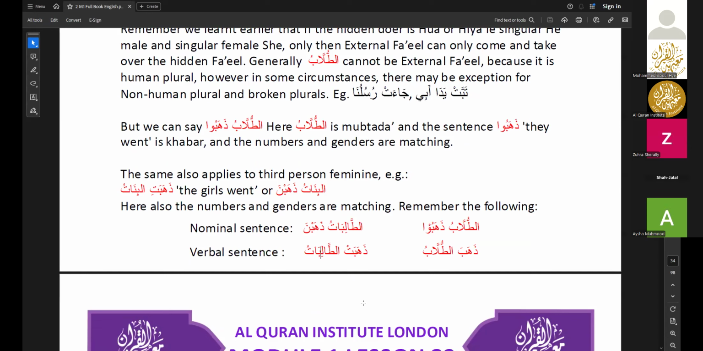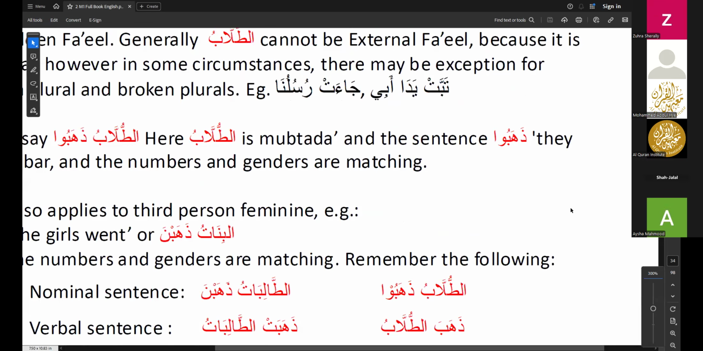Can you see Tabbat yada abi, just up to here, finish. Then another sentence, Ja'at rusuluna. So we would like to look at Tabbat yada abi. Who can tell me the meaning of Tabbat yada abi? Please type it in the chat box. Tabbat yada abi. Sister Zuhra, yes, please. Write it in the chat box, please. Can I talk? You can talk, yes.